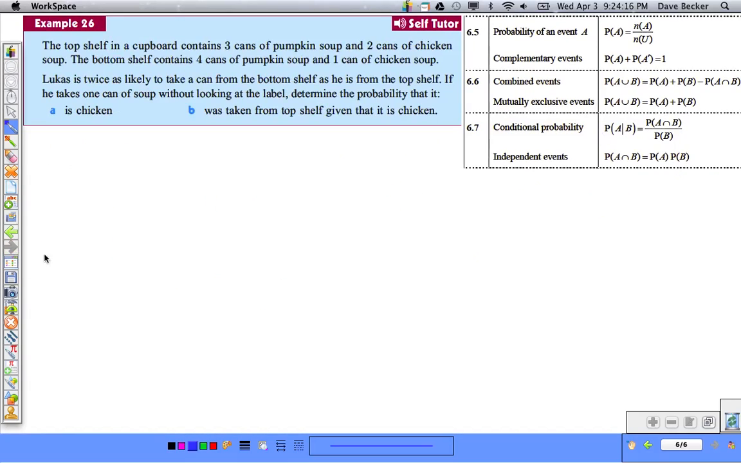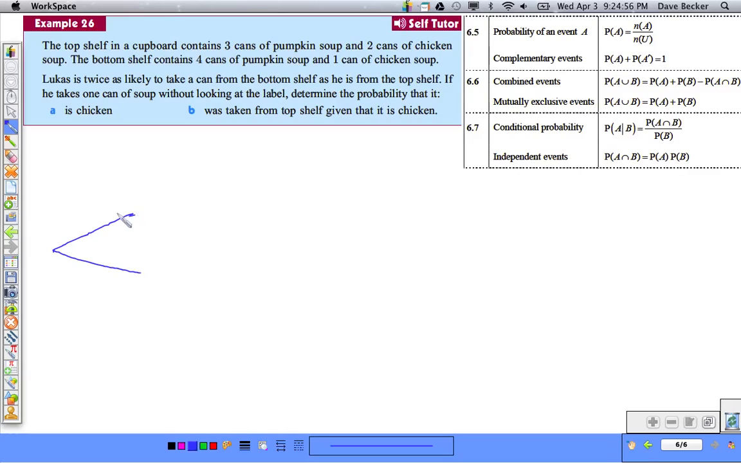Okay, one more example. The top shelf in a cupboard contains 3 cans of pumpkin soup and 2 cans of chicken soup. The bottom shelf contains 4 cans of pumpkin soup and 1 can of chicken soup. Lucas is twice as likely to take a can from the bottom shelf as he is from the top shelf. If he takes 1 can of soup without looking at the label, determine the probability that it... This is definitely not a Venn diagram, but it's screaming for a tree diagram.